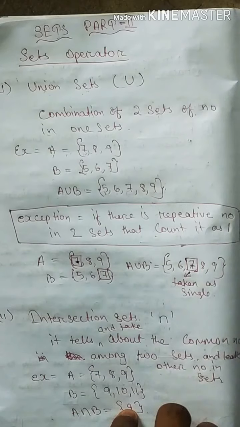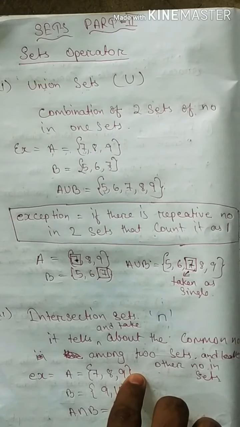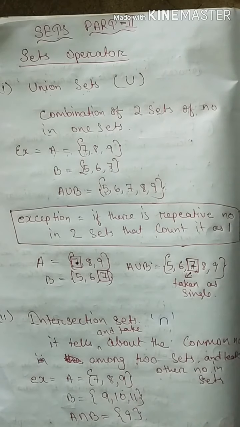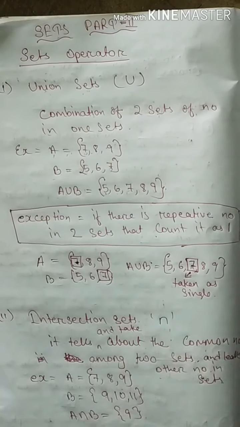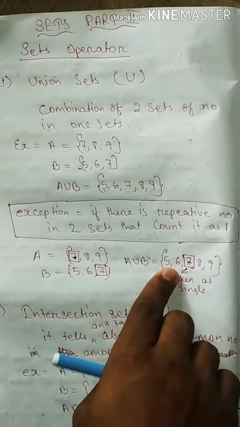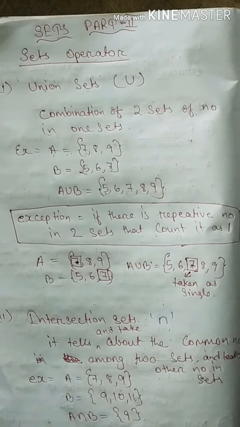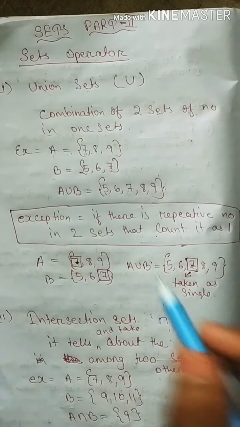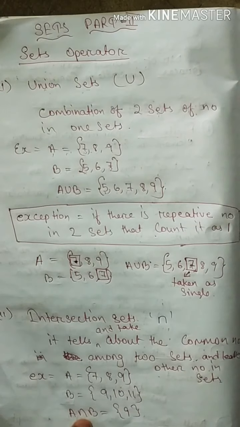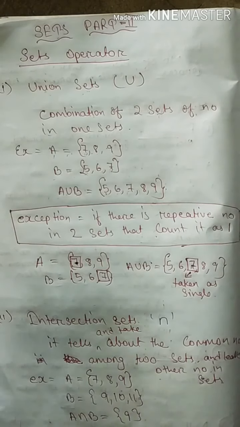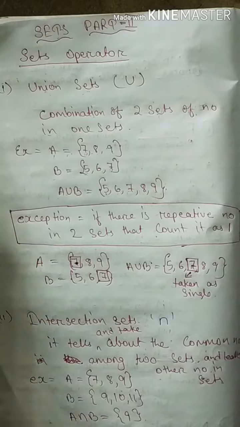But here, if there is a common number, we take only that number as single and leave the other numbers, and in union we take all the numbers. Union means taking or combining the two sets, combining all the numbers, and here intersection means leaving all the numbers, and writing the one which is common.